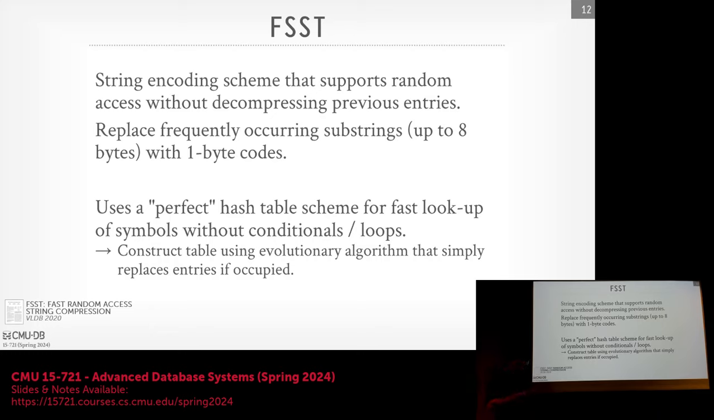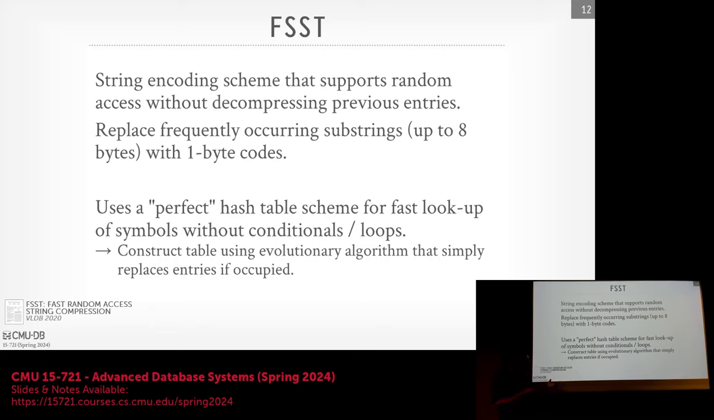And again, think of dictionary encoding. You're taking the entire string and representing it with a single code, but now you can't actually do partial lookups on that code to find prefixes and other things, because you have to go look at the entire string itself. So the idea here is that they're going to replace frequently occurring substrings up to 8 bytes with 1 byte codes. And so all the values, once they're encoded in the FSST symbols, are still going to be the same length. And so you have to do some tricks to record that this is the end of the string, therefore don't look at any more symbols.